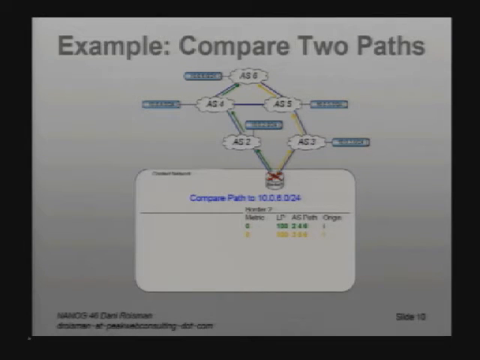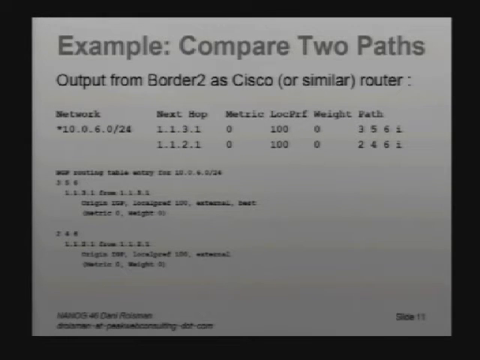You see here we have 2 equal paths. We need to make a decision, of course. This is the way this would look on a Cisco router if you're doing a show IP BGP 10.0.6.0. You'll see those two next hops, and there's your path, either 356 or 246. You'll see your local pref of 100, your BGP metric of 0, and your proprietary internal weight, also set to default value of 0. Slightly more verbose entry, pretty much the same thing, different way to look at it.